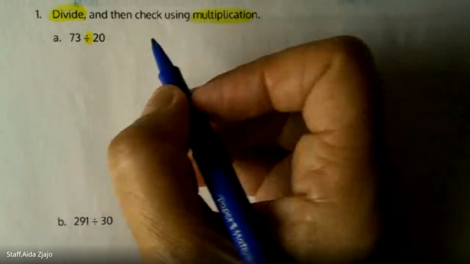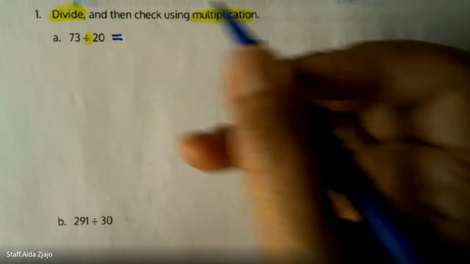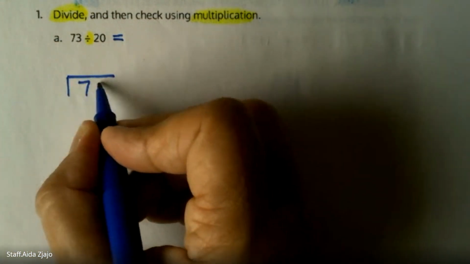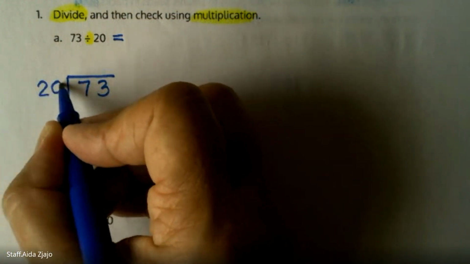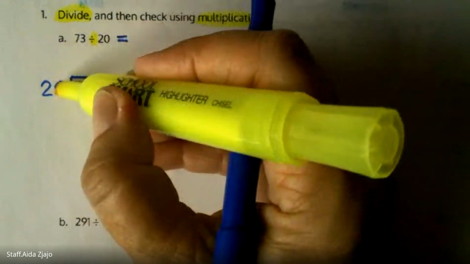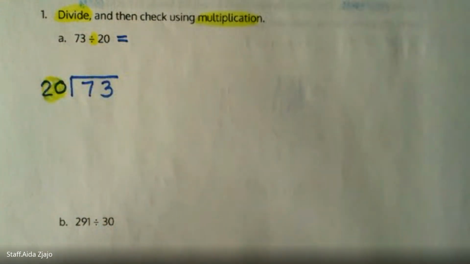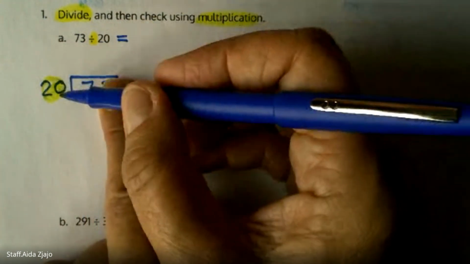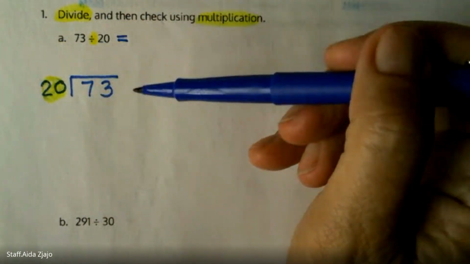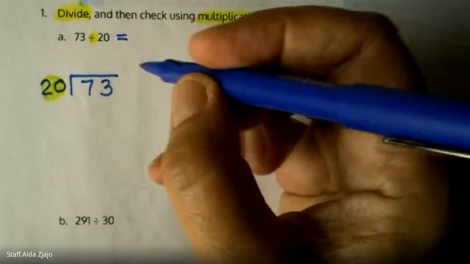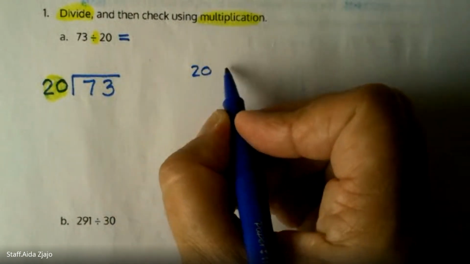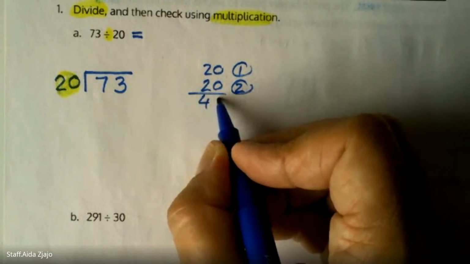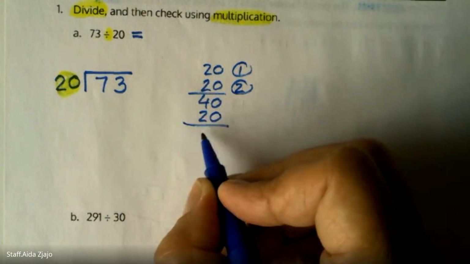divide. I'm going to start with brackets: 73, and the groups are 20. So I'm taking how many groups of 20 are in 73. If I think about this, I could think 20, that's one group. And then if I add one more, that's two groups. That's 40. And if I add one more, that would be 60.